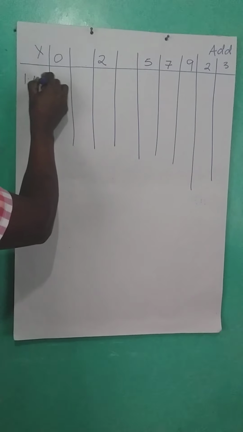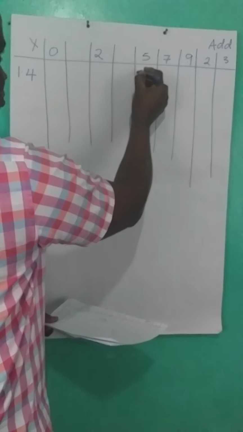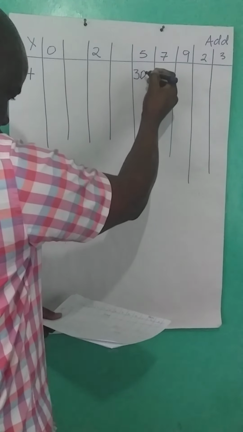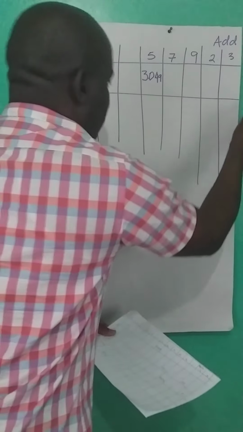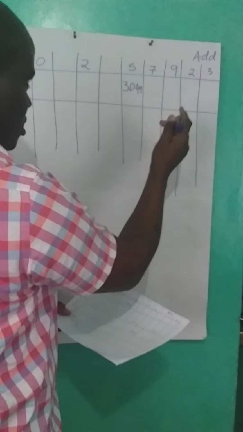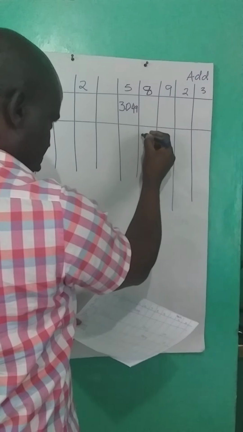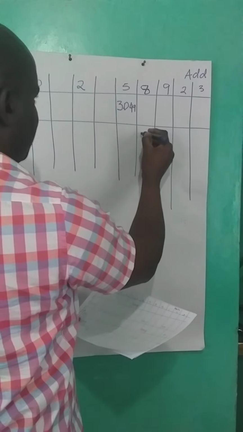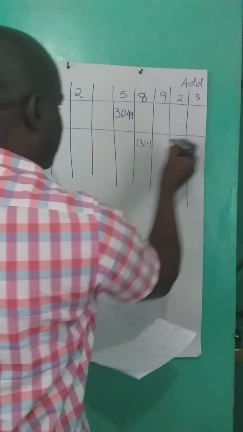The first one is 1.4. If you check from your mathematical tables, 1.45, you will find this number 3.049. There is another number, 5.0, let me change this one to 8. 5.08 will have 131.1. And then under 2 here, there is the number 15, which we are going to add.